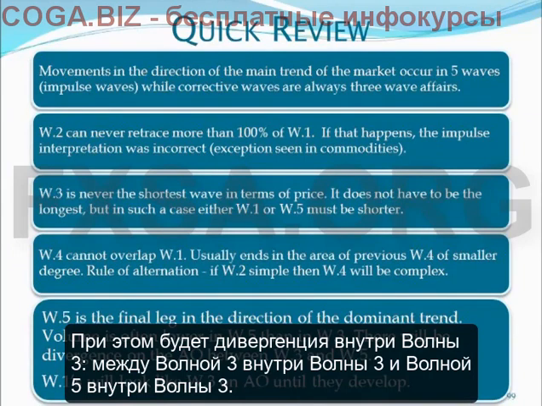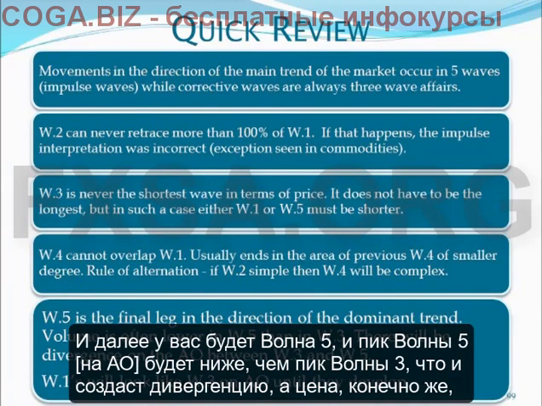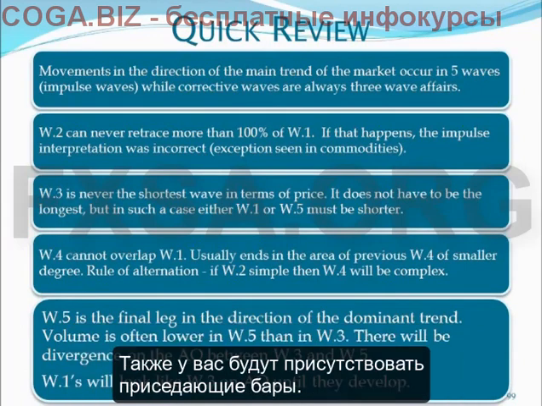There'll be a divergence within Wave 3 between Wave 3 of 3 and 5 of 3. Your AO will then cross 0, and then you'll have a Wave 5, and the peak of Wave 5 will be lower than the peak of Wave 3, which creates divergence, and your price, of course, will be the tallest on Wave 5. You're going to have squat bars present.